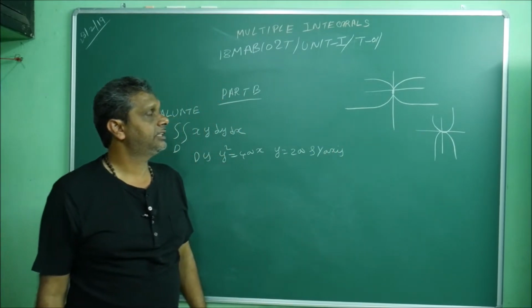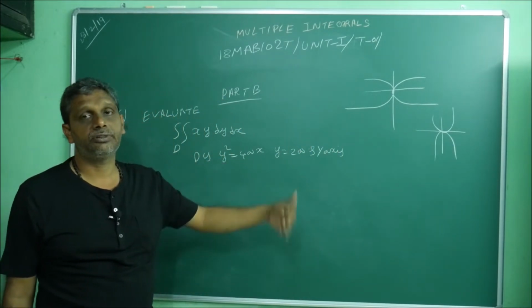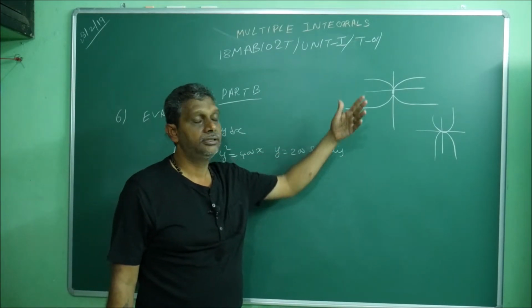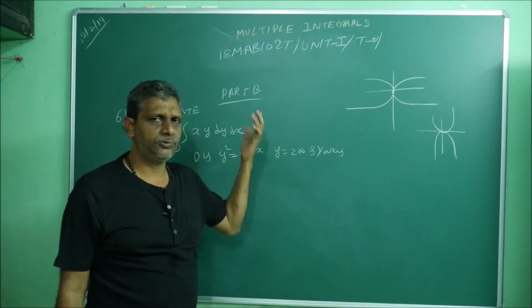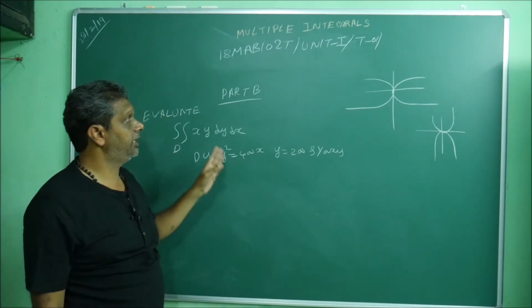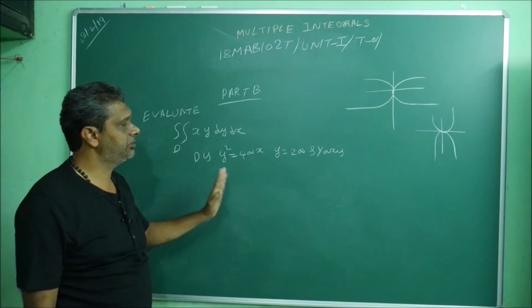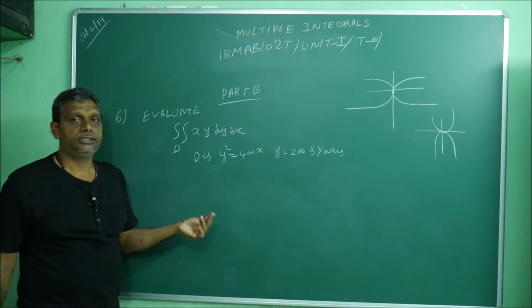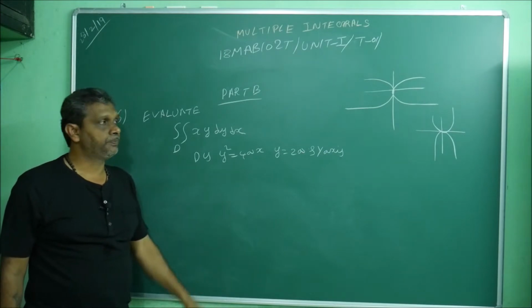So x is second degree means symmetrical about the y axis. Y is second degree means symmetrical about the x axis. Maybe the origin may change, but that is a different story. One or two problems I will do when I am doing the multiple integrals chapter. In these tutorials, we discuss just the important things we require.